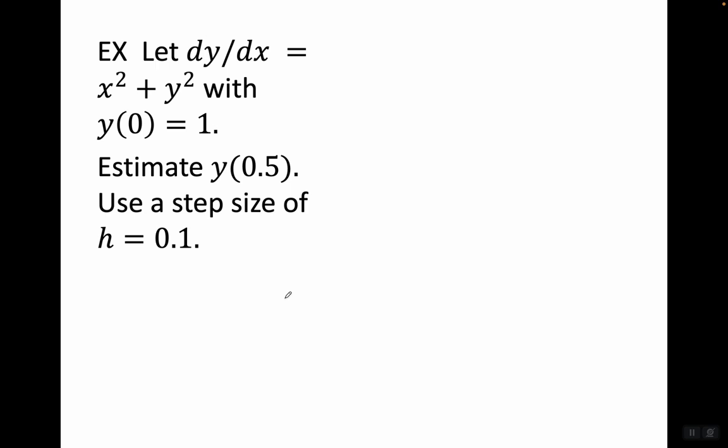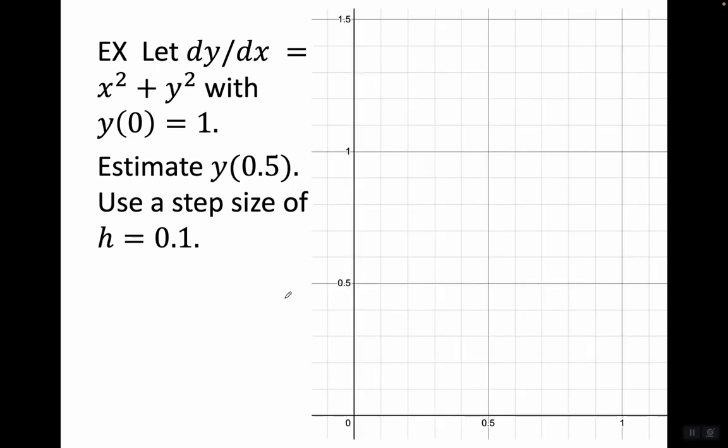Let dy/dx = x² + y² with y(0) = 1. Estimate y(0.5). Use a step size of h = 0.1. Okay, so let's graph this. We know it goes through (0, 1). Suppose we wanted to estimate y(0.5). So where along this axis are we going to see y(0.5)?